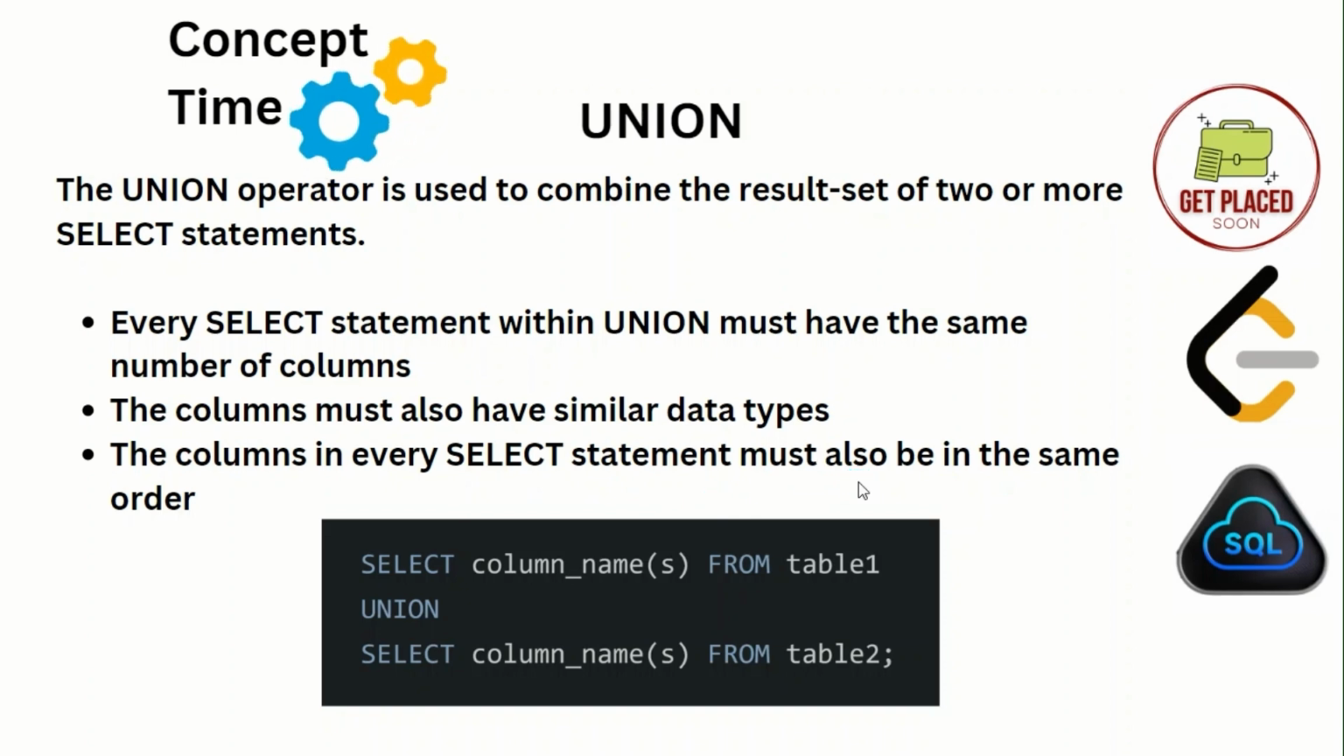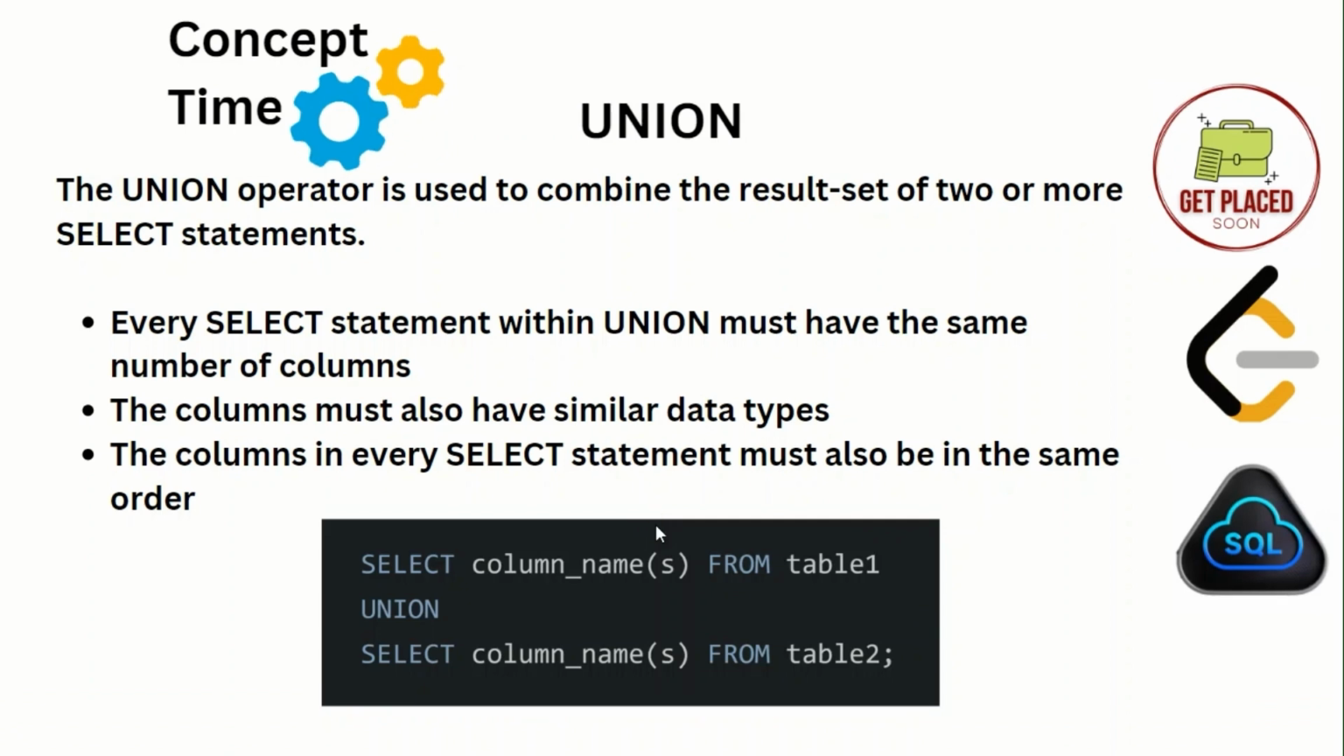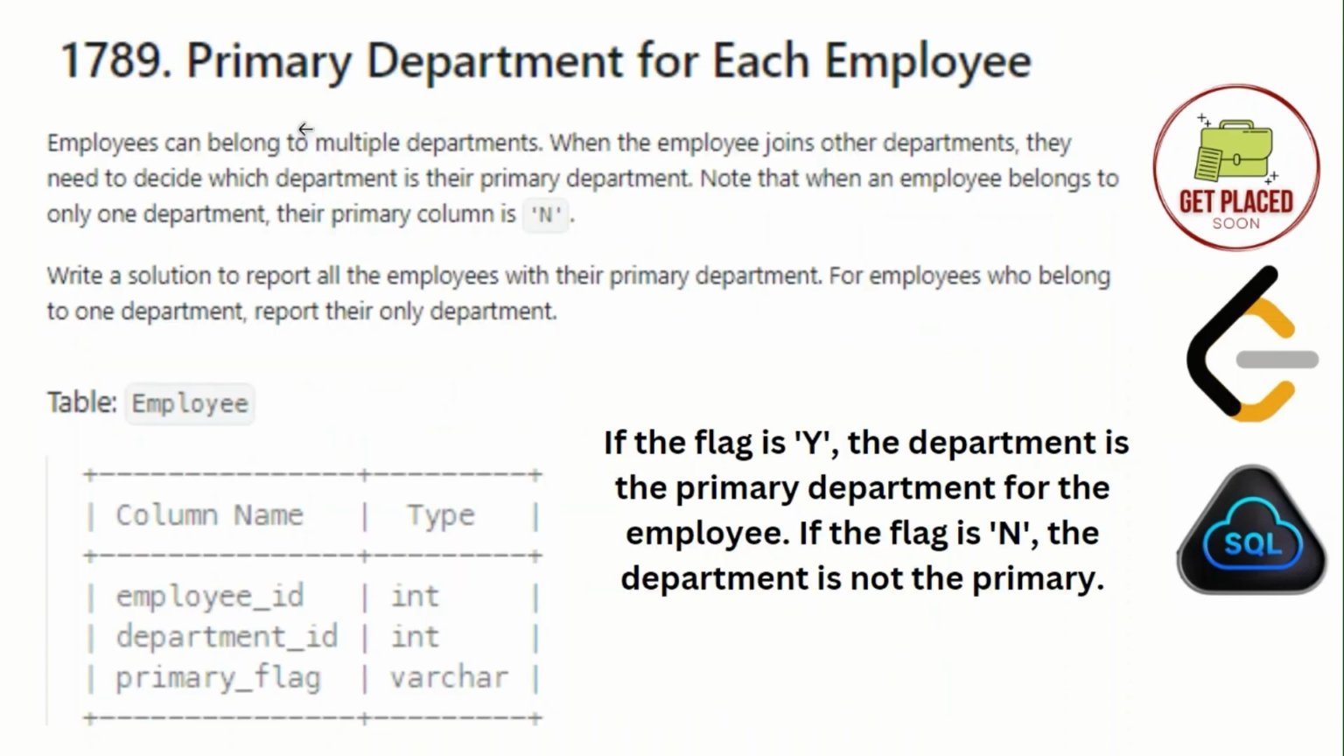The tables might be different, so table 1 and table 2 as you can see here, but the columns should be the same data type, same order, same number of columns. These are the three criteria. Then we will be able to combine the result sets of two or more select statements. So let's start with the problem that we are going to discuss today, primary department for each employee.